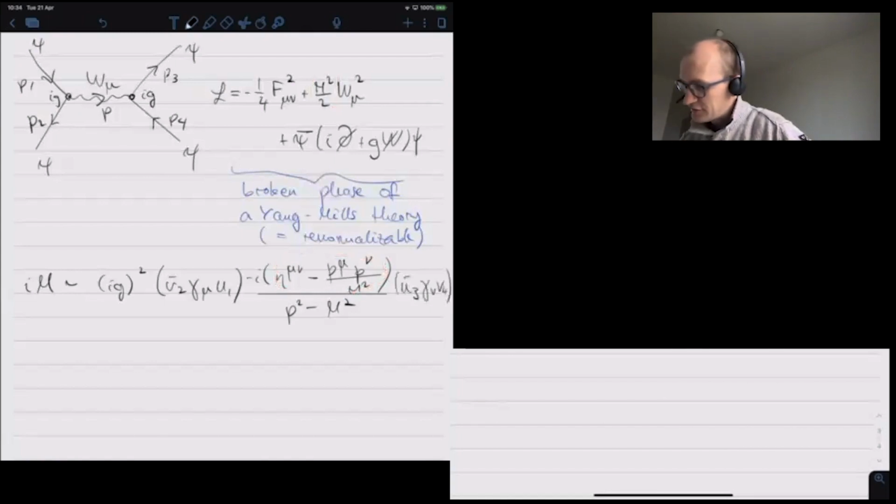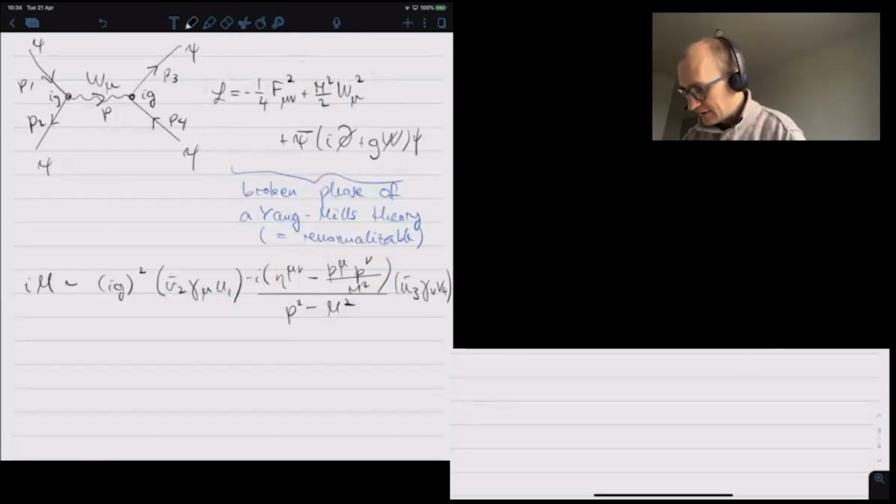Okay, this is just standard Feynmanology for this simple Lagrangian here. And as I said, these V's and U's are just the equivalent of polarizations for the ingoing and outgoing fermions. And we have 4 overall, as you can see.